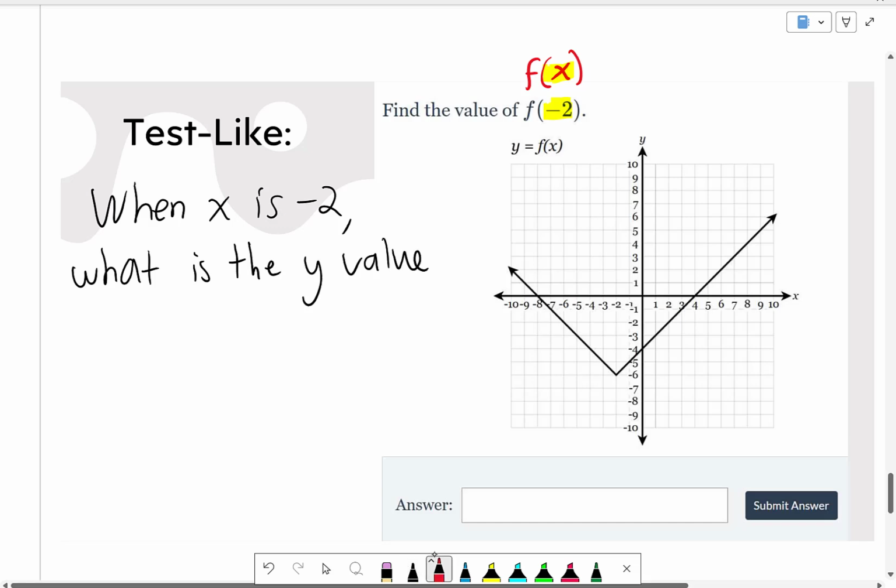Okay, so really quick, here's my x-axis. I'm looking for negative 2, which is right here. Okay, but obviously I can't start there. I want to hit the graph. So I'm going to go all the way down or up until I hit the graph. So in this case, I'm going to go down. There's my graph. So that's when x is negative 2. My y value is negative 6, and that would be my answer. Okay, so here my x value is negative 2, but my y value is negative 6.